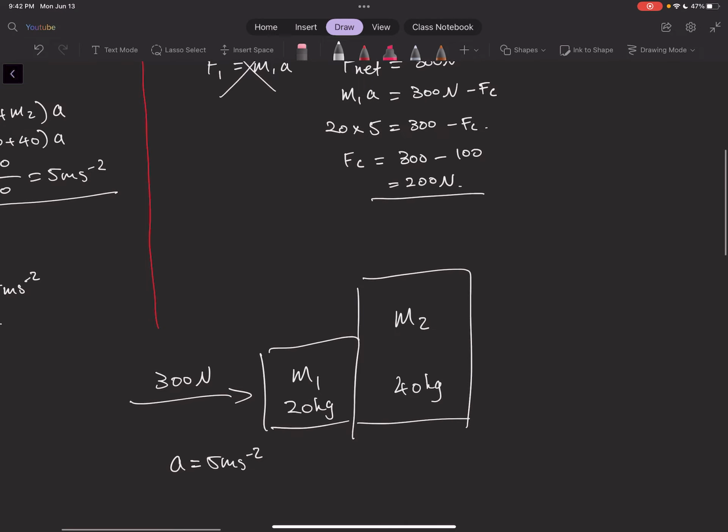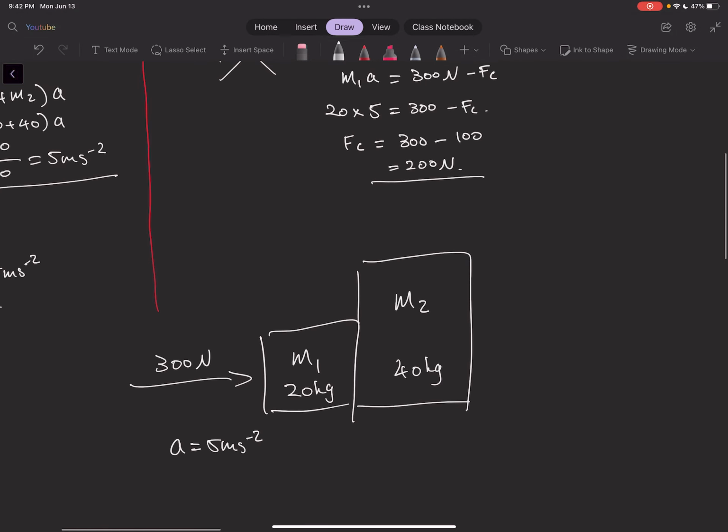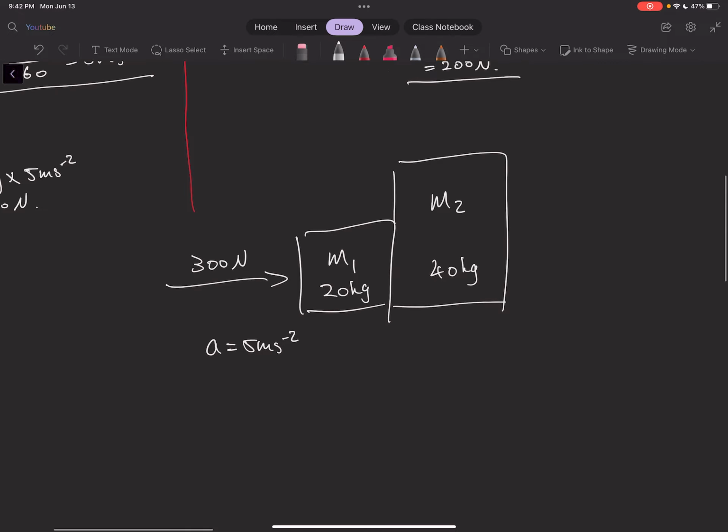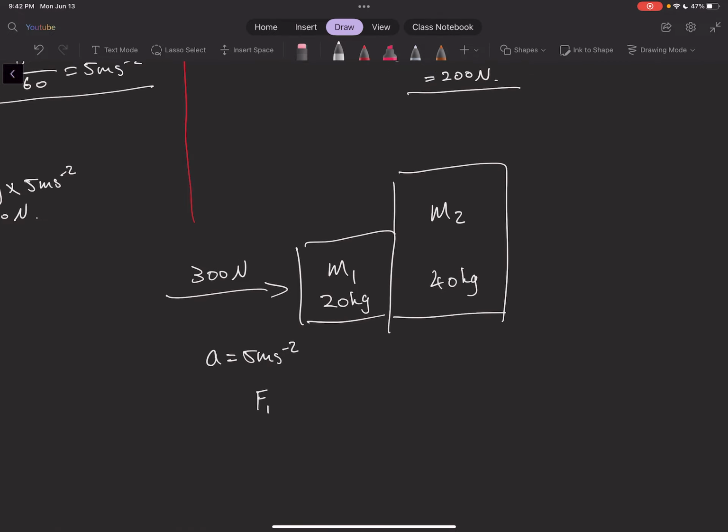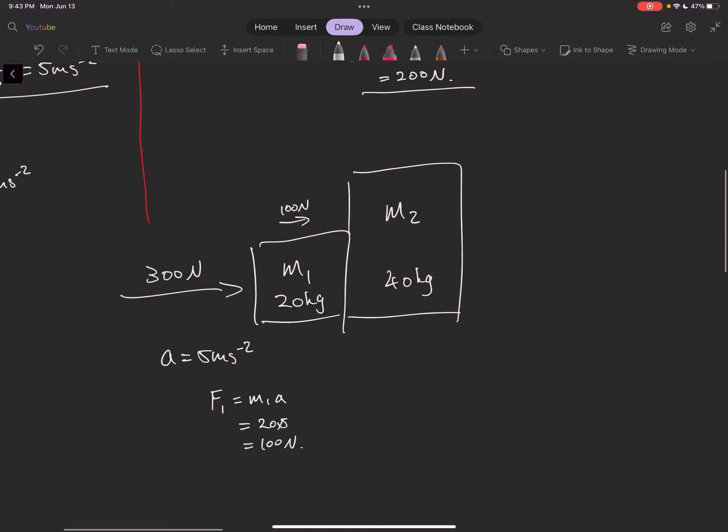So now, instead of going to the right-hand block first, let's do F equals ma for each block individually. F1 equals m1 times a, which of course is 20 times 5 equals 100 newtons. So this block is experiencing 100 newtons in the rightward direction. For the second block, F2 equals m2 times a, equals 40 times 5 equals 200 newtons. So this block is experiencing 200 newtons going in the rightward direction.